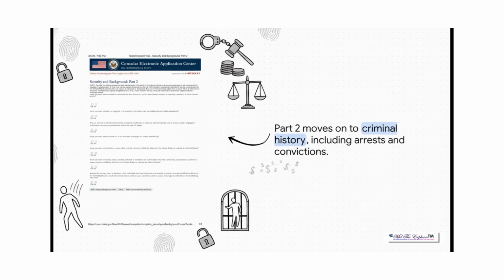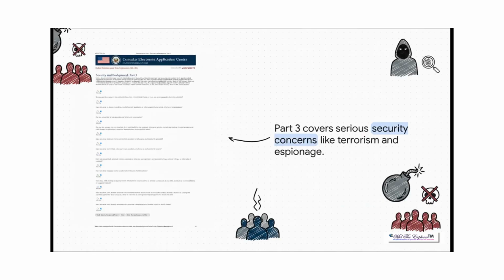Part 2 shifts over to your criminal history. This is where you have to be upfront about any arrests or convictions. And again, honesty is everything. They're going to run background checks, so any little fib here can cause big problems. Then you get to part 3, and this is where it gets into some pretty heavy-duty security stuff.